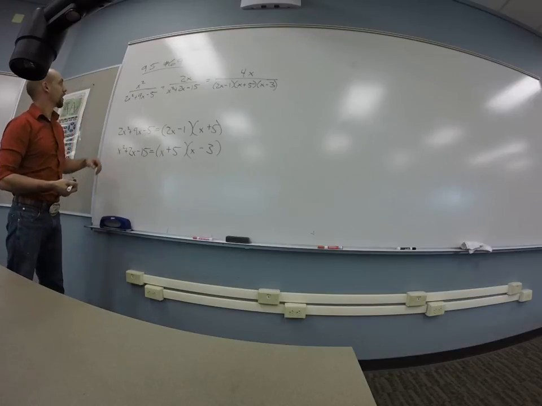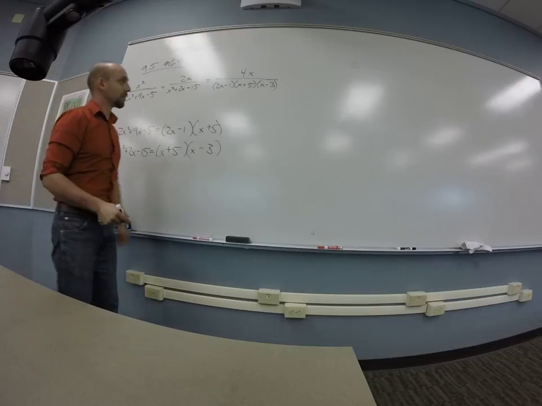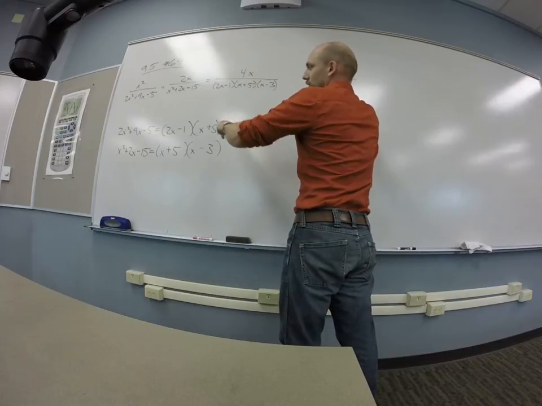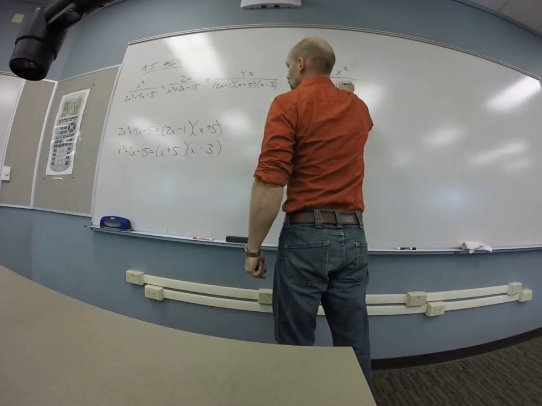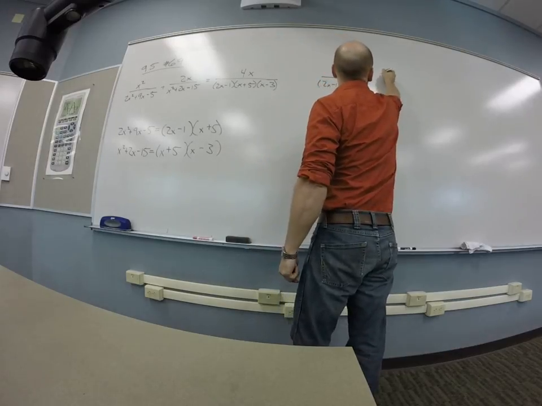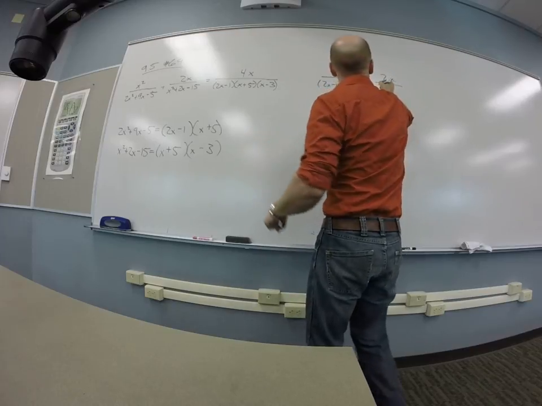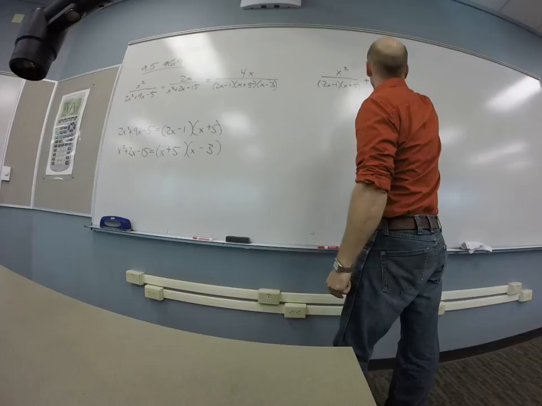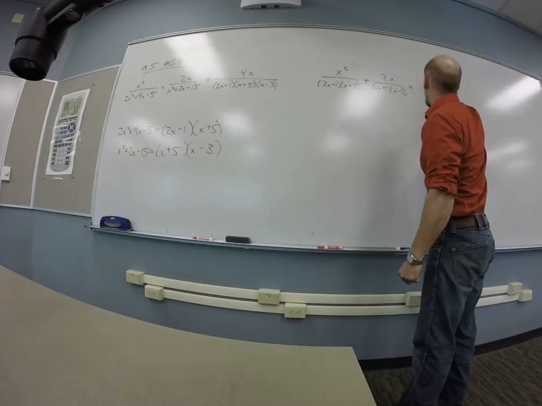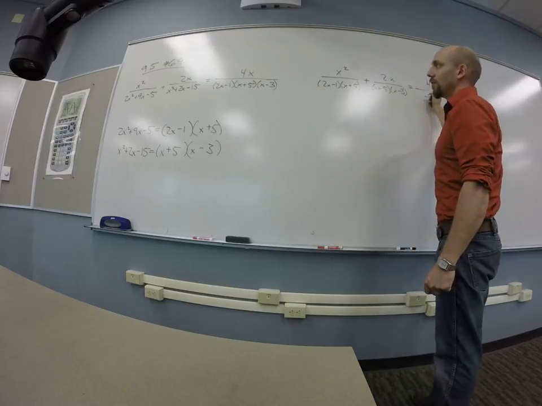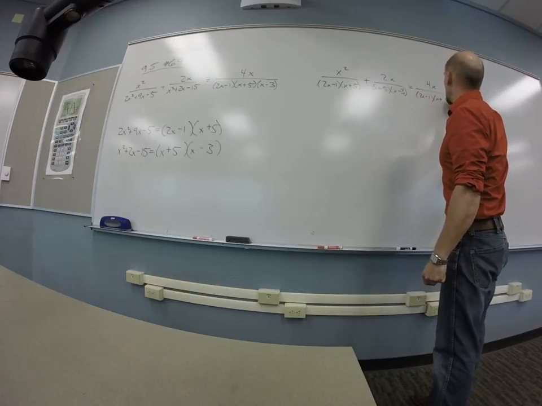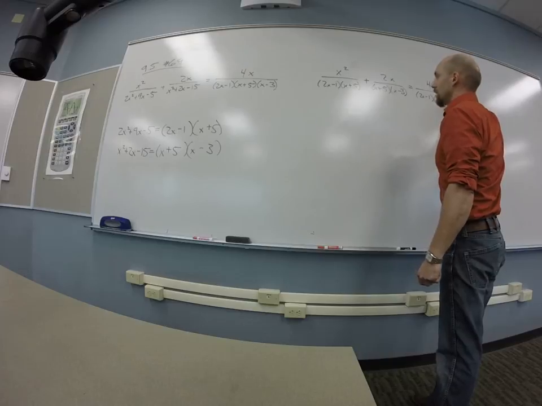Okay, so let me think. I've got x squared over, the first one was 2x minus 1 times x plus 5. And then I'm adding 2x over x plus 5 times x minus 3. And that's equal to 4x over, very conveniently, that's all the stuff I just wrote down: 2x minus 1 times x plus 5 times x minus 3.